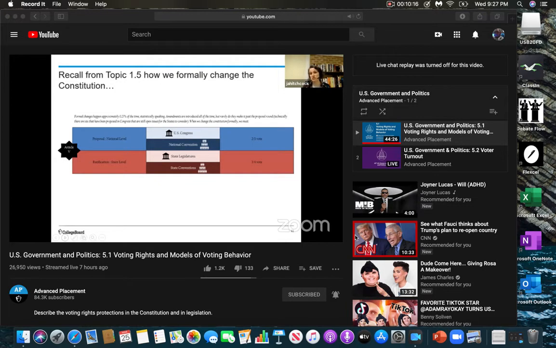And you have options. It can go to the state legislatures, it can go to state conventions, but you have to have a 3/4 vote. And that is really, really hard. That's why of over 10,000 times that we've tried to amend the US Constitution, we have a 0.27% pass rate.